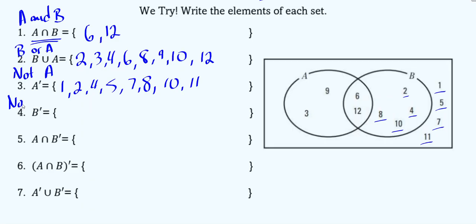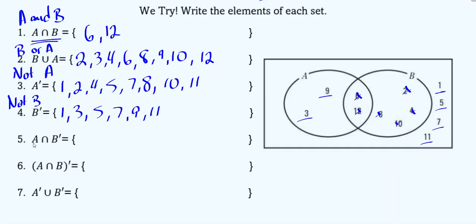Next one is not B. That's the complement of B. Everything outside of that circle, that includes all the things that are outside both, and the things that are exclusively in A. These do not count because they are in B. So that's all the odd numbers: 1, 3, 5, 7, 9, and 11.